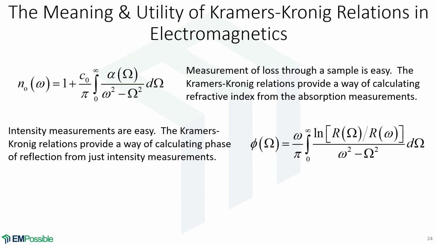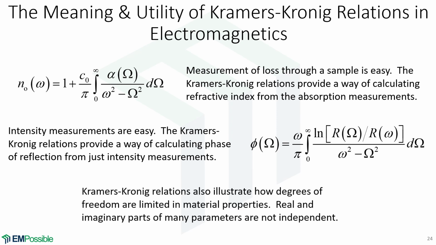Second point, we can take, again, an easy intensity measurement. In this case, it's reflectance. That's just a power measurement. And calculate what the phase was of reflection. And the third point, we're somewhat limited in material properties. We can't arbitrarily choose the real and imaginary part, and that's because they depend on each other.